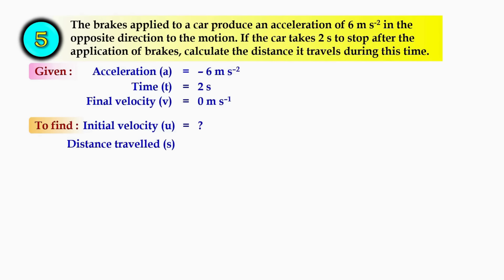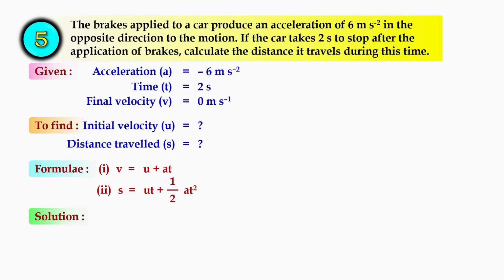For this we use the equation that relates velocity, acceleration, and time. Final velocity equals initial velocity plus acceleration multiplied by time. Substituting the values, we get 0 equals initial velocity plus minus 6 multiplied by 2. So this becomes 0 equals initial velocity minus 12. Therefore, the initial velocity is 12 meters per second.